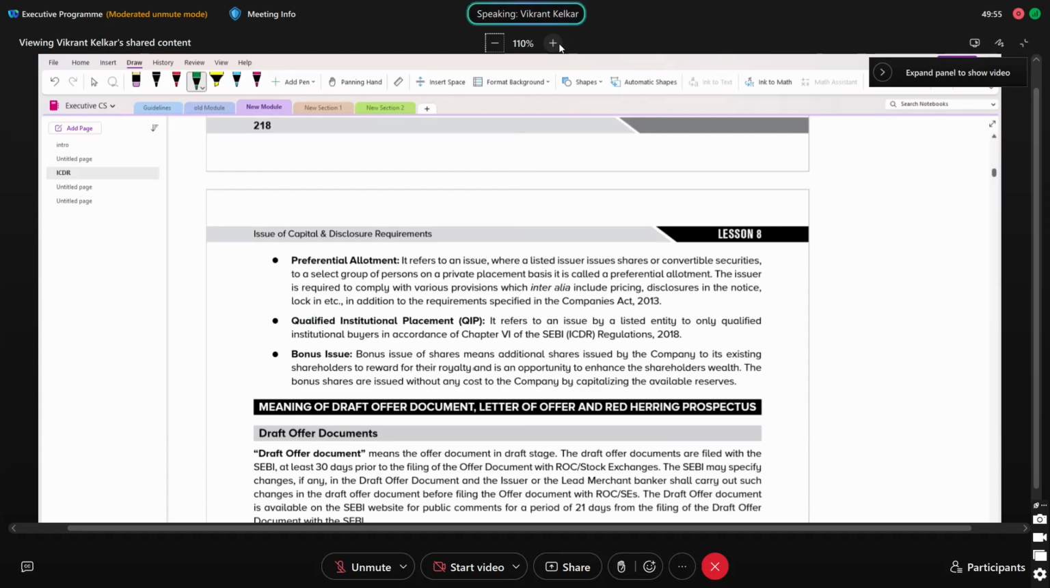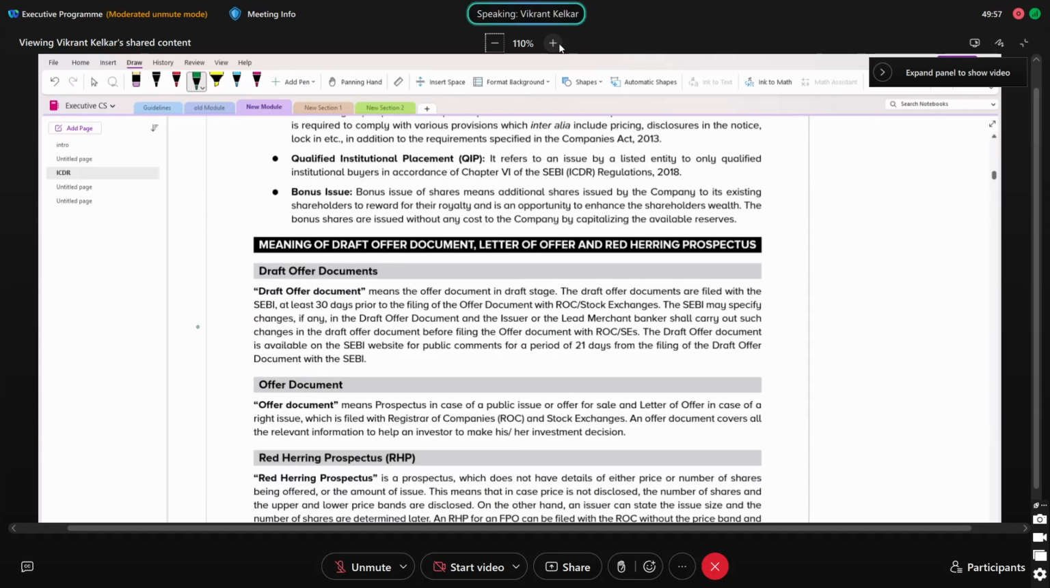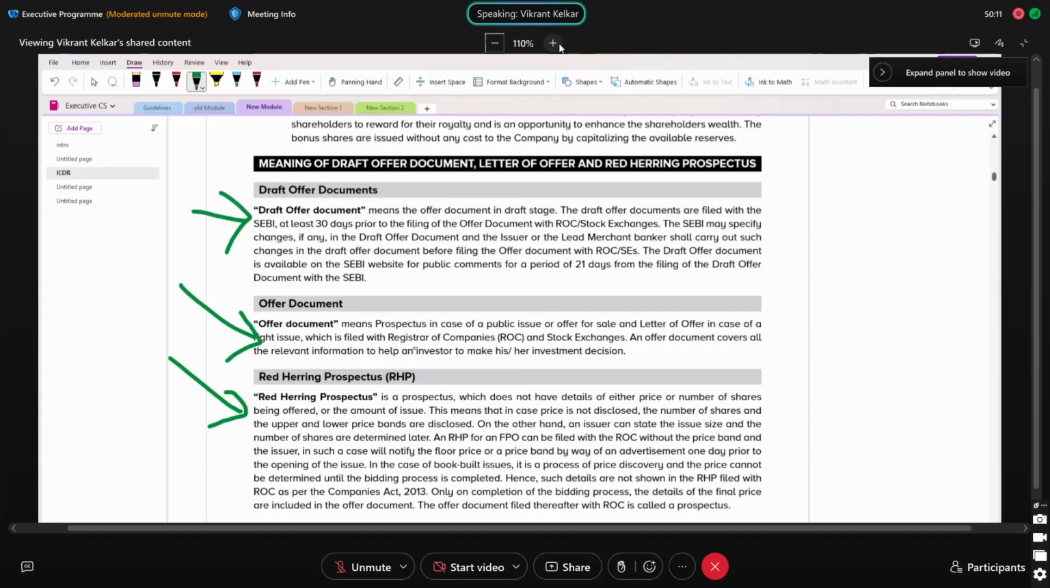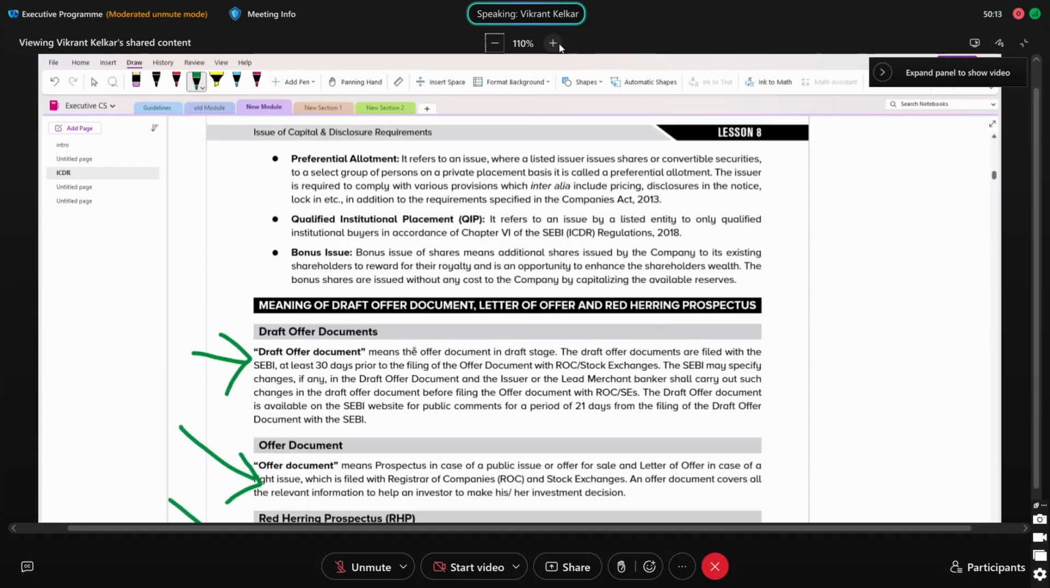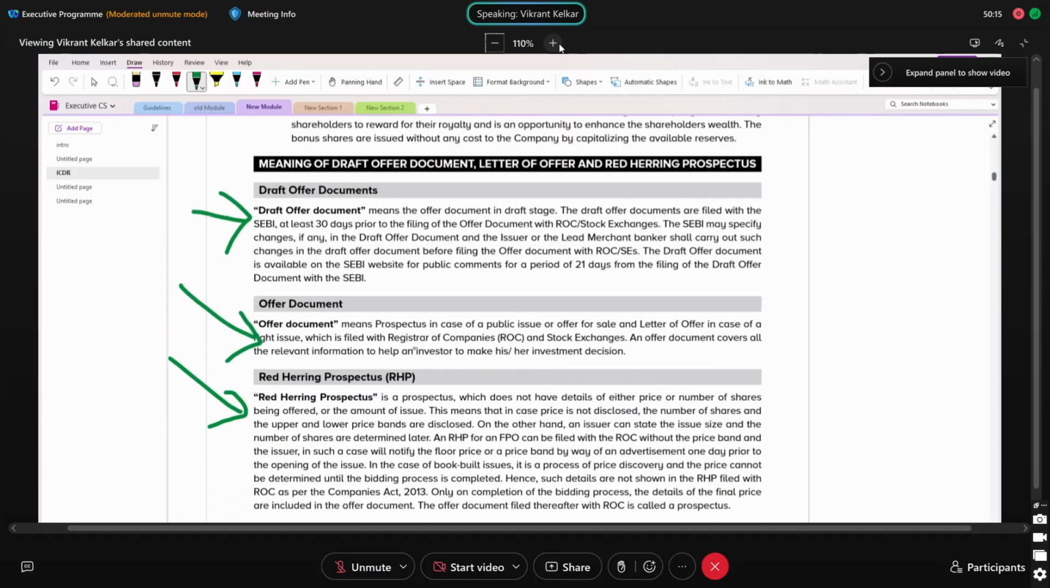What is a QIB? What is a bonus? We are not discussing that. Then we have three kinds of documents when we are having such an initial offer or offer of capital to the public. The first one is the draft offer, the second is the offer, and the third is the red herring prospectus. Let us discuss these three things.